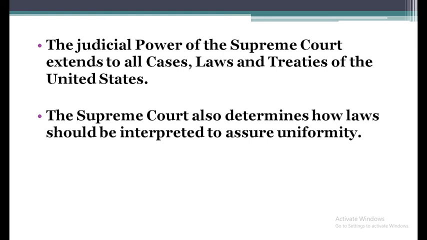So, the judicial power of the Supreme Court extends to all cases, all laws, all treaties within the territory of the United States. There is no area or territory where the power of the Supreme Court cannot reach. The Supreme Court also determines how laws should be interpreted to assure uniformity. In other words, the Supreme Court should determine how to interpret laws in order to suit the changing nature of the society.